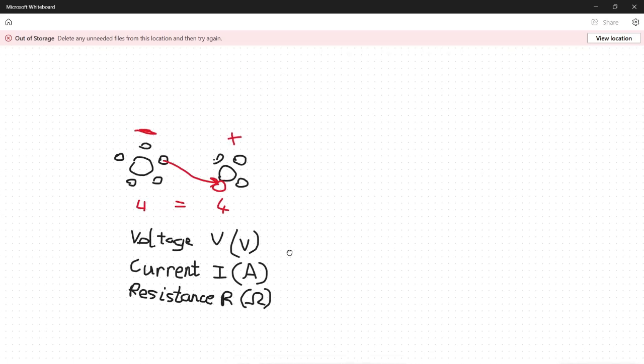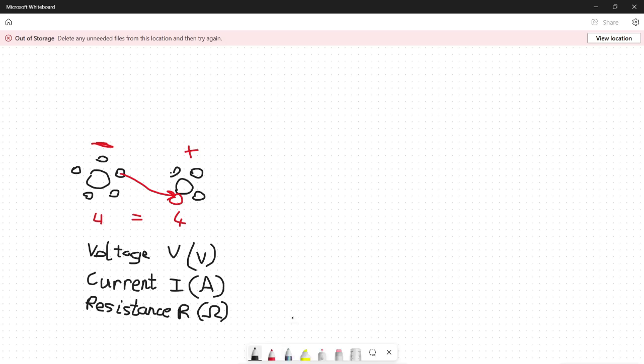Now, let's take a look at this in an actual circuit. Let's say we have a battery. This long side is our positive side, or the side with the greater number of charge. And this negative side is the side with the lower amount of charge. And then we're going to draw a resistor. That is our circuit resistance.